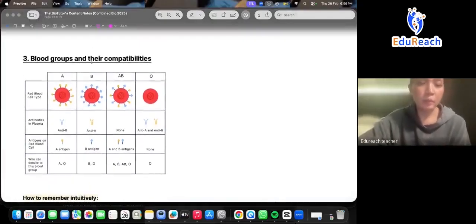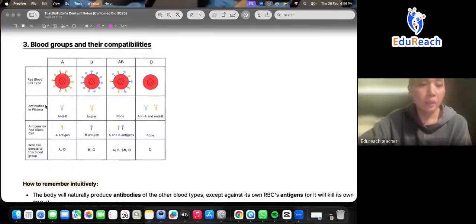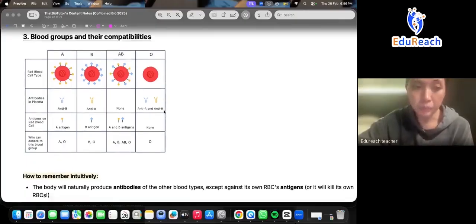Okay, so blood groups and their compatibilities. I've mentioned O, A, B, but you also need to know that there's also AB blood type. So in terms of the antibodies in our plasma, A would have anti-B, B has anti-A, AB none, and O has both anti-A and anti-B. Okay, those are the antibodies in the plasma. The antigens on the red blood cells: A has the A antigen, that's why it's called the A blood group. B has the B antigen, AB has both A and B antigens, and O has none.